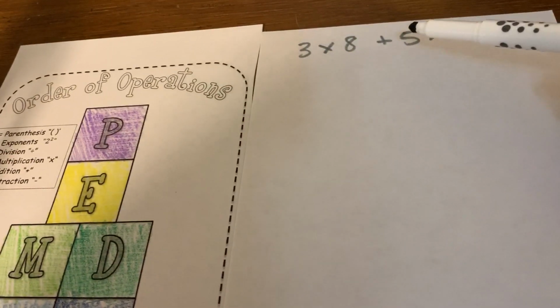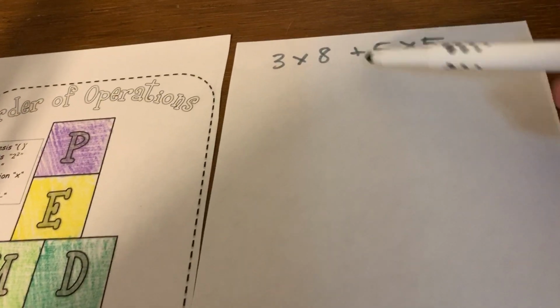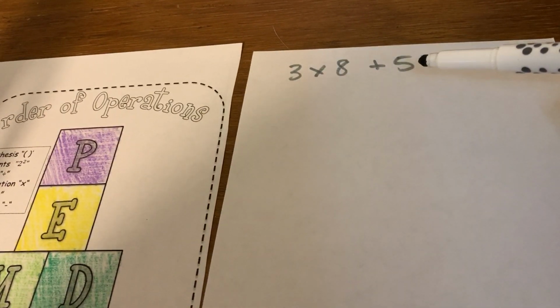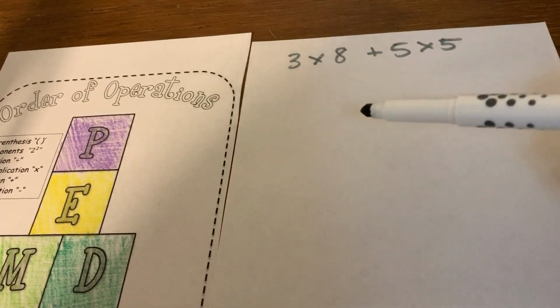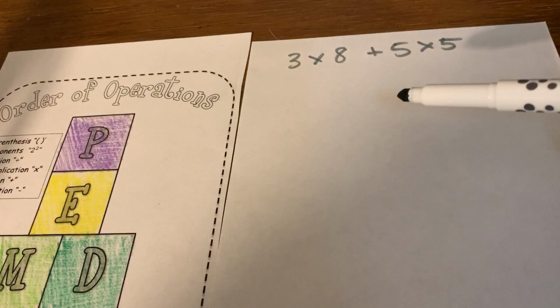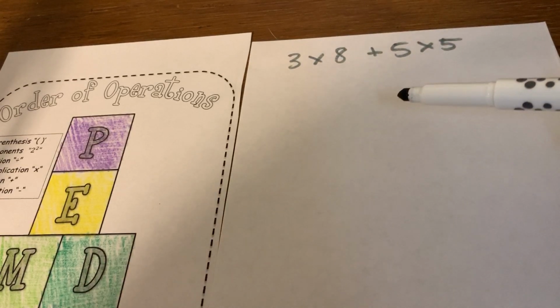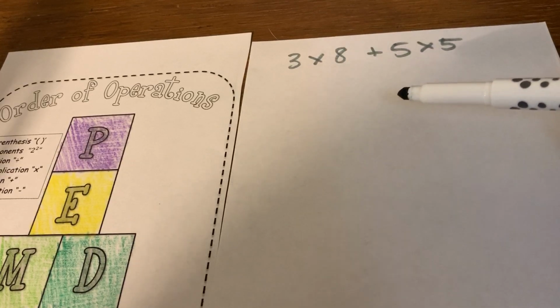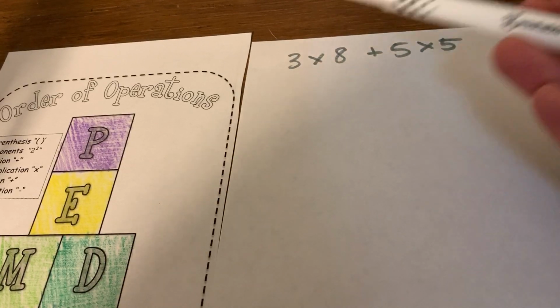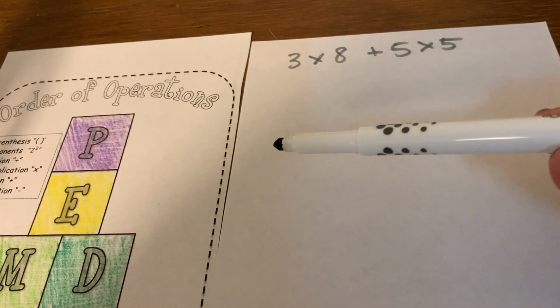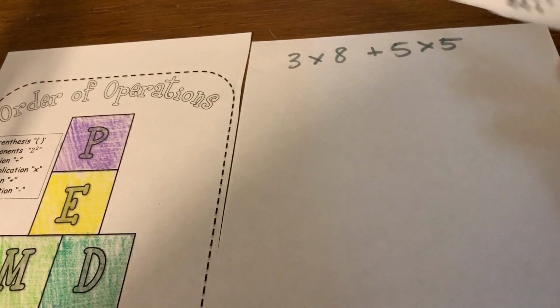So when we are presented with an expression that has multiple operations in it, we want to make sure that we are thinking of PEMDAS first thing, because we're going to get a different answer if we do not follow the order of operations. If we don't use PEMDAS, we're going to get a different answer, and it will not be the correct answer. We have to follow PEMDAS.